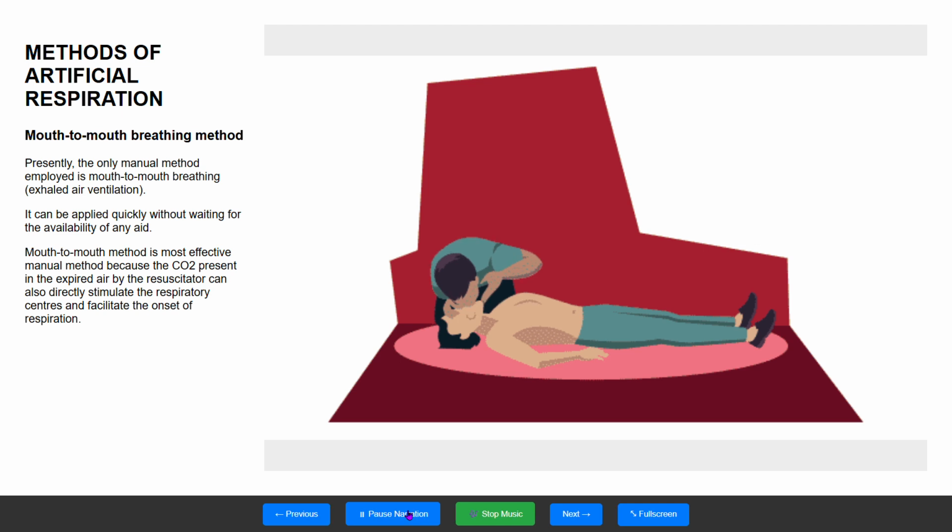Presently, the only manual method employed is mouth-to-mouth breathing, exhaled air ventilation. It can be applied quickly without waiting for the availability of any aid. The mouth-to-mouth method is the most effective manual method because the CO2 present in the expired air of the resuscitator can also directly stimulate the respiratory centers and facilitate the onset of respiration.